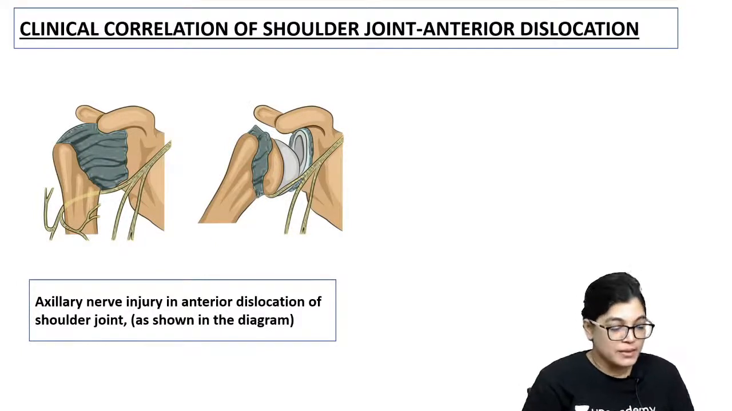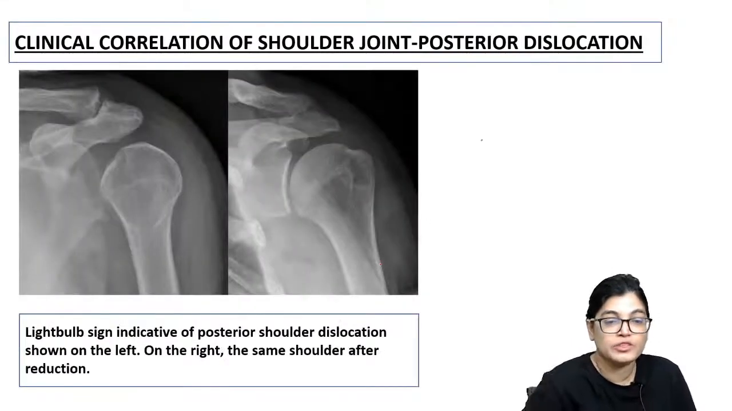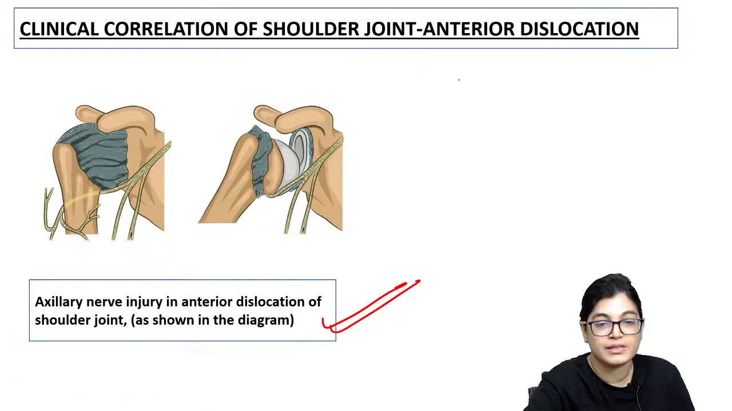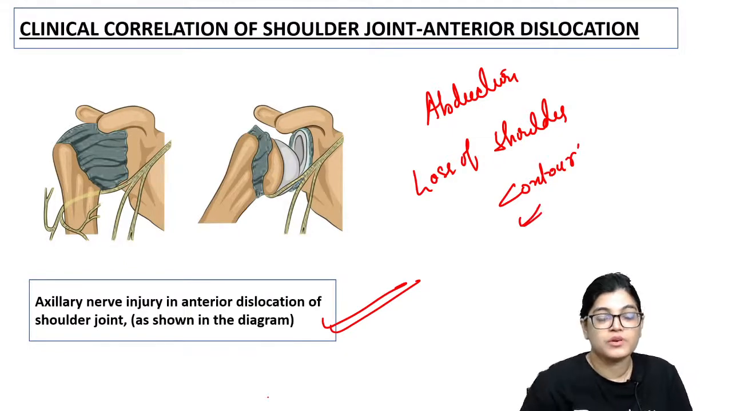As I told you in the beginning, the axillary nerve is injured in anterior dislocation of the shoulder joint. Here we can see the injury of the axillary nerve. When the axillary nerve is injured, the deltoid muscle is paralyzed, and abduction movement is affected. There is also loss of shoulder contour.